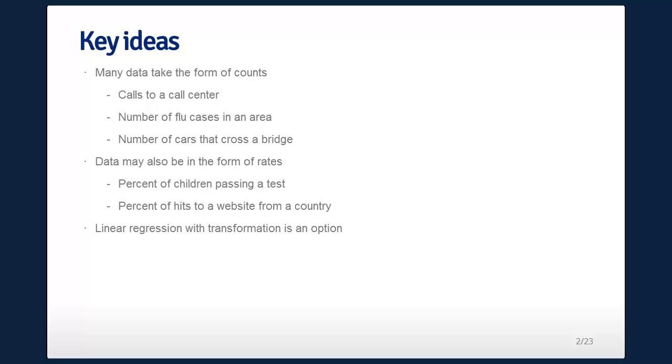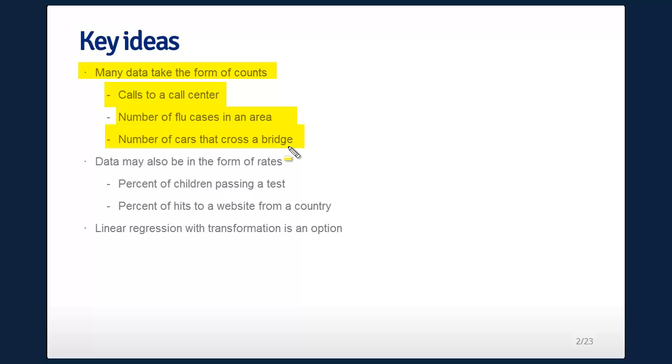The key idea here is that many data take the form of counts, and that we can't necessarily model counts in the same way that we model other things with linear regression or binary regression, the two topics we've covered so far. So some examples of counts are calls to a call center, number of flu cases in an area, number of cars that cross a bridge, and so on.